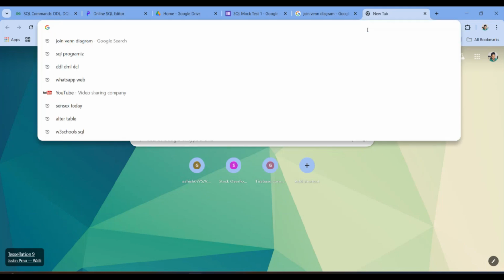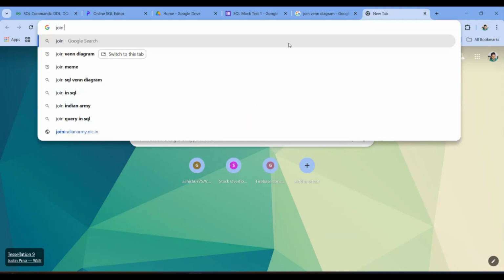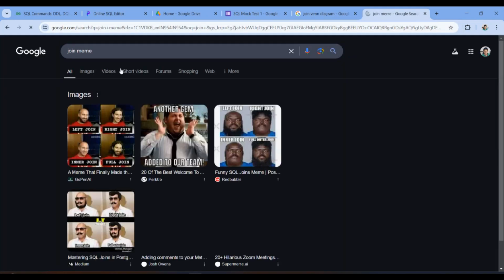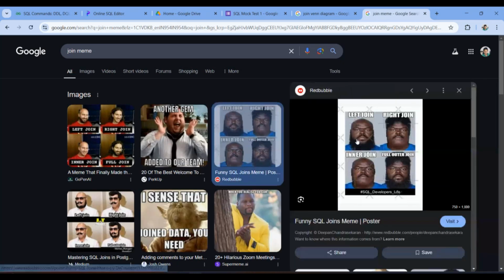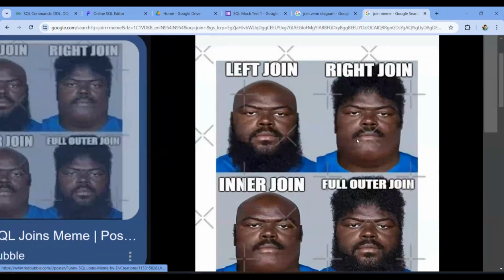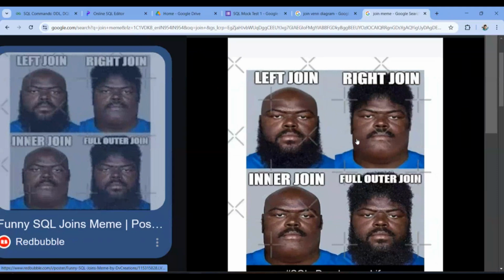You still don't understand. I think there is one join meme. Let's see this. Right. This at least would help you understand what is join. If still you don't understand join, I don't know what to do. Okay. These are very simple topics, yet can be very complicated if you don't understand how exactly joins are happening.